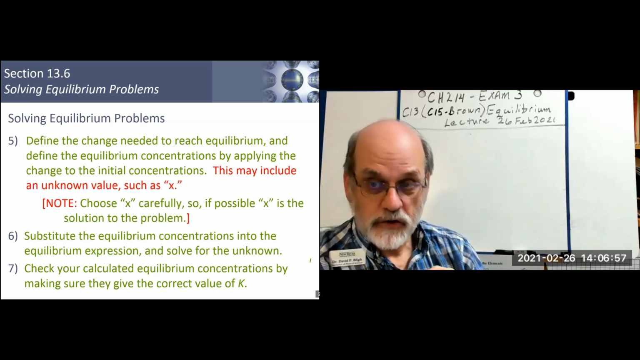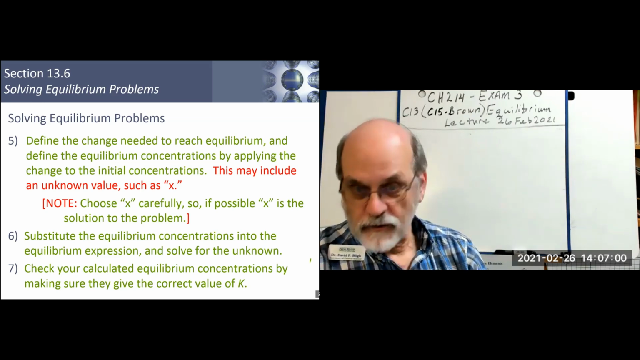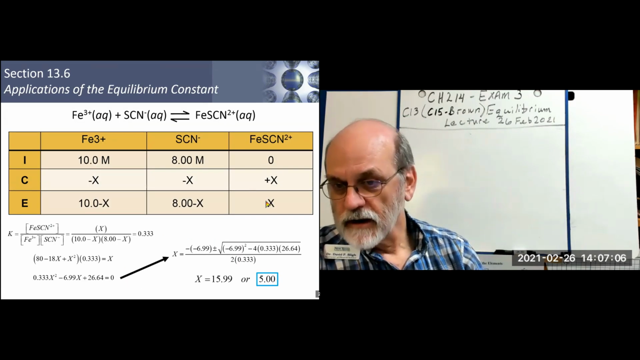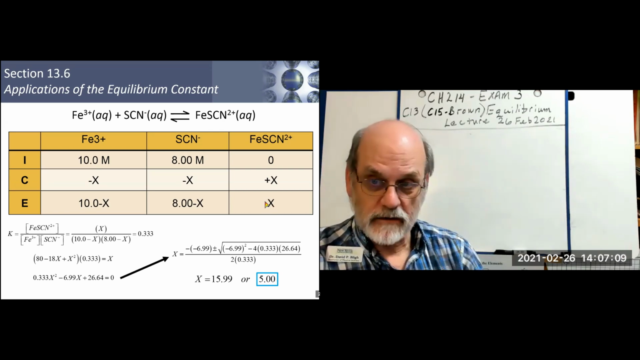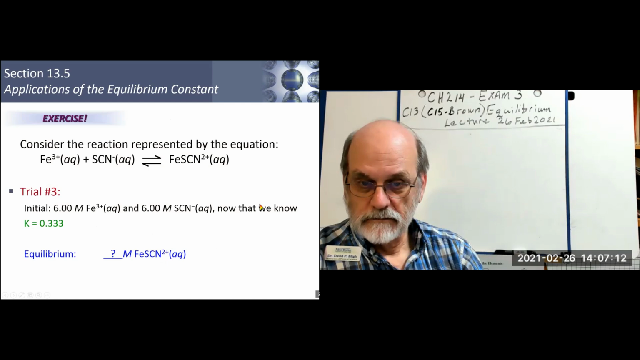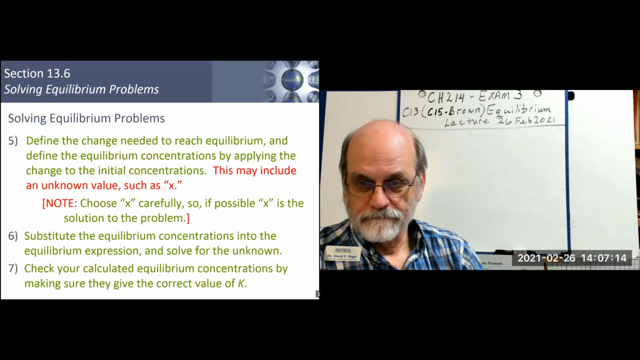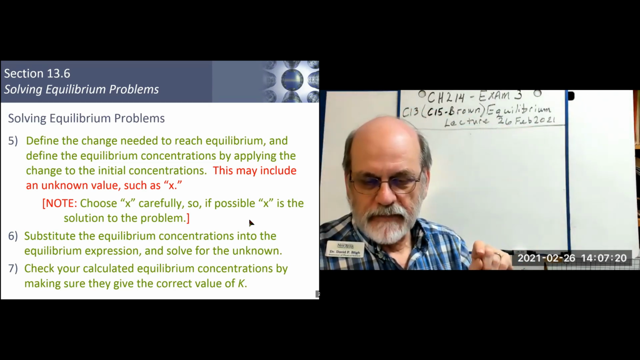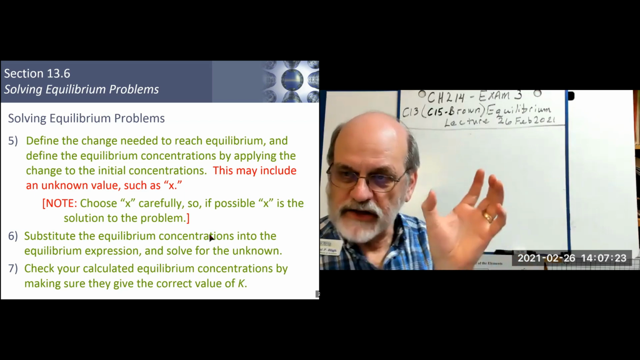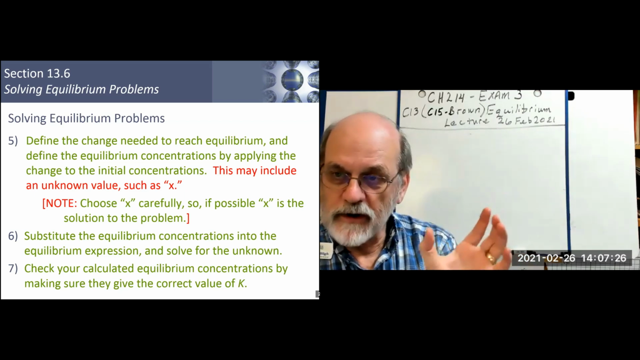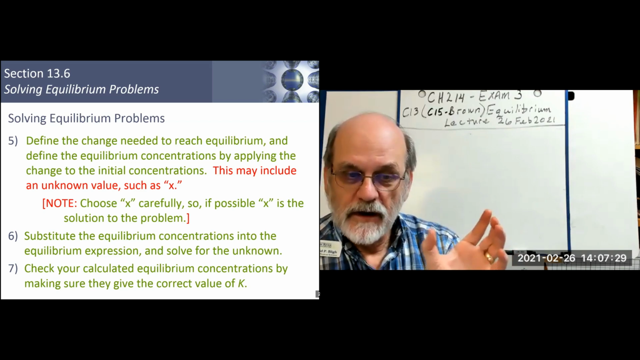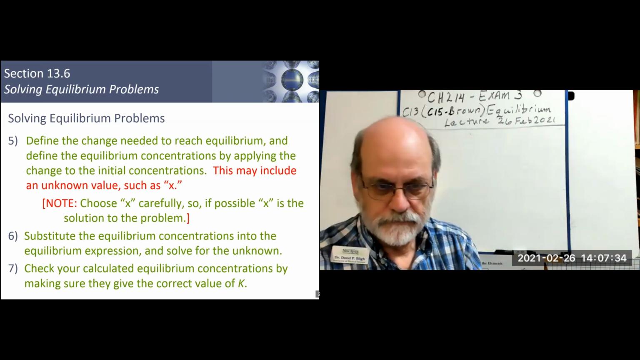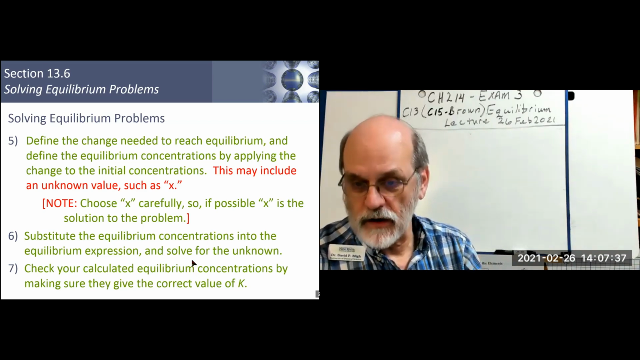But oftentimes, if you choose the x carefully, like in our previous example, right? Let's go back. We chose the x here because the x was going to actually give us the answer. Okay? Then, once you determine expressions for the equilibrium concentrations, they may have unknowns in them. Plug them into the law of mass action for that reaction, and solve for the unknown.